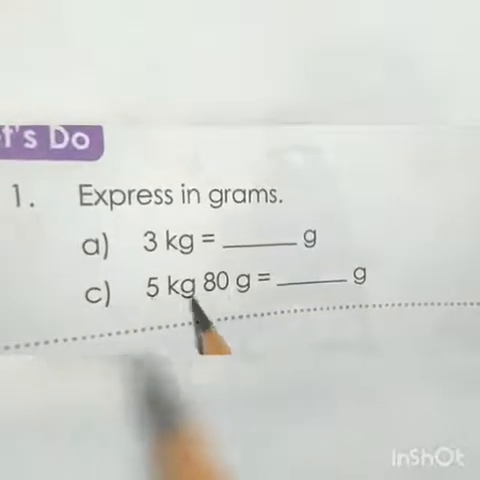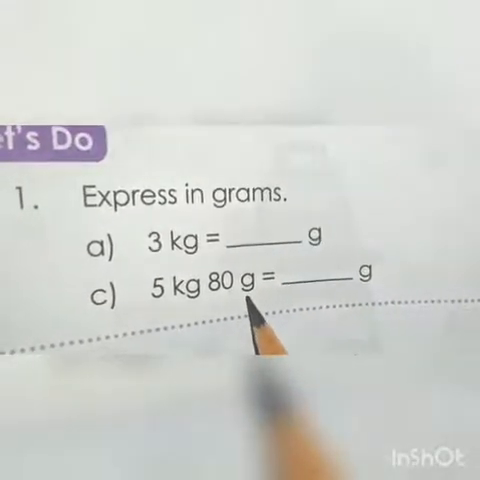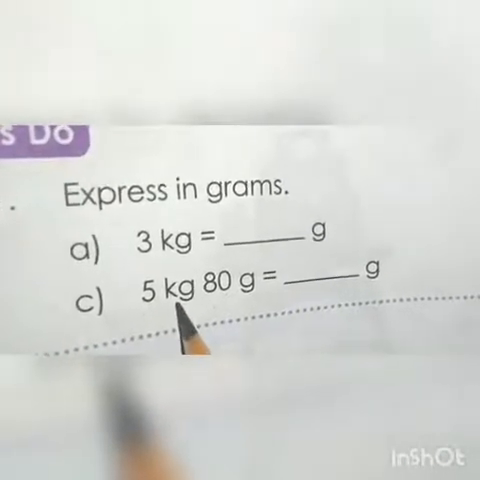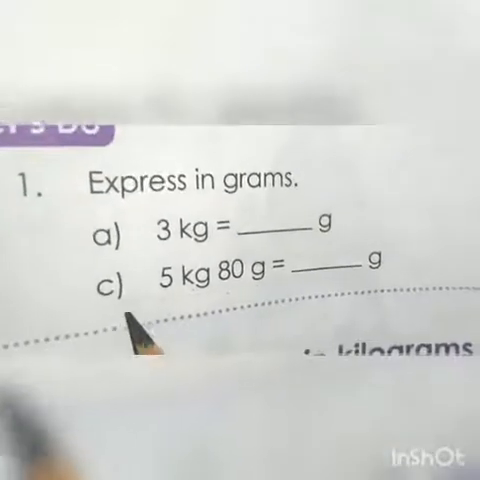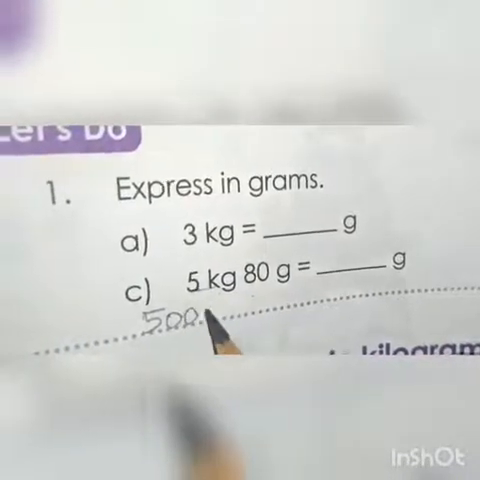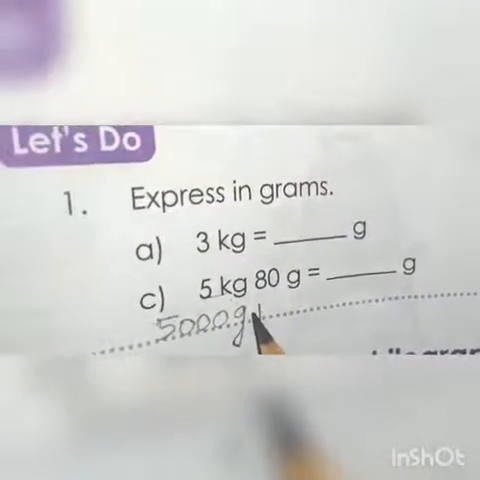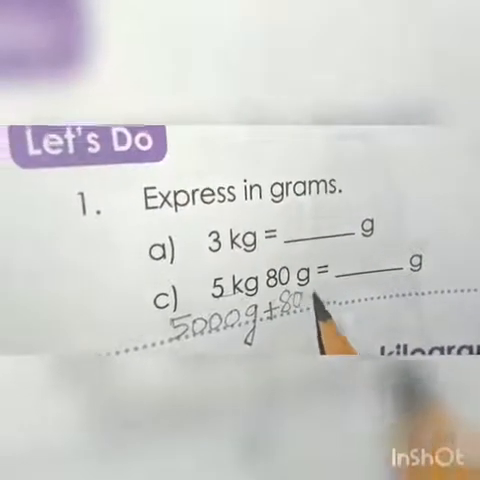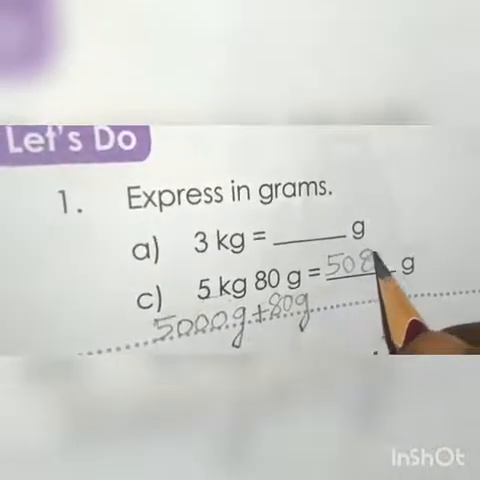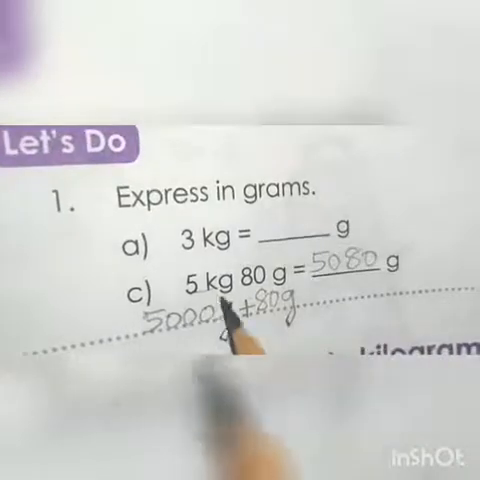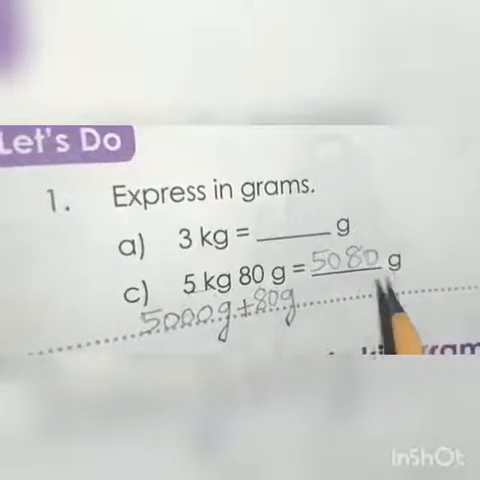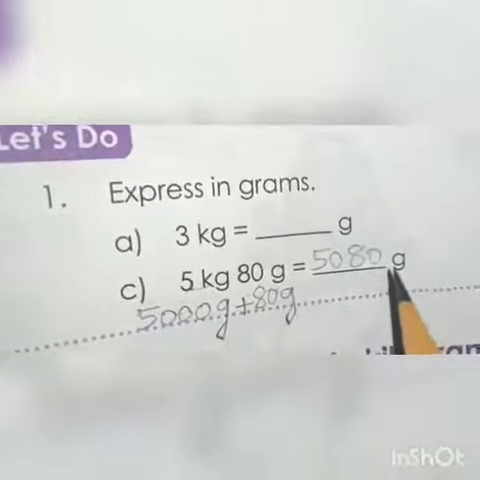I will do one sum for you. Let us see the sum 5 kilogram 80 gram. We have to convert this into gram. What is the value of 5 kilogram? As we know already, 1 kilogram is equal to 1000 gram. Then 5 kilogram is equal to 5000 gram. Okay, 5000 gram plus 80 gram. So we got the answer as 5080 gram. Okay, 5 kg 80 gram is equal to 5080 gram. Kilogram and gram is converted into gram.